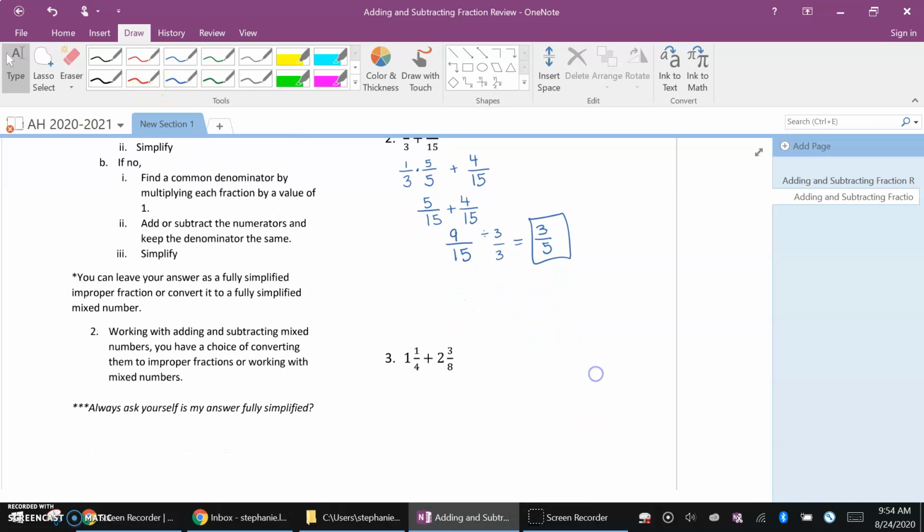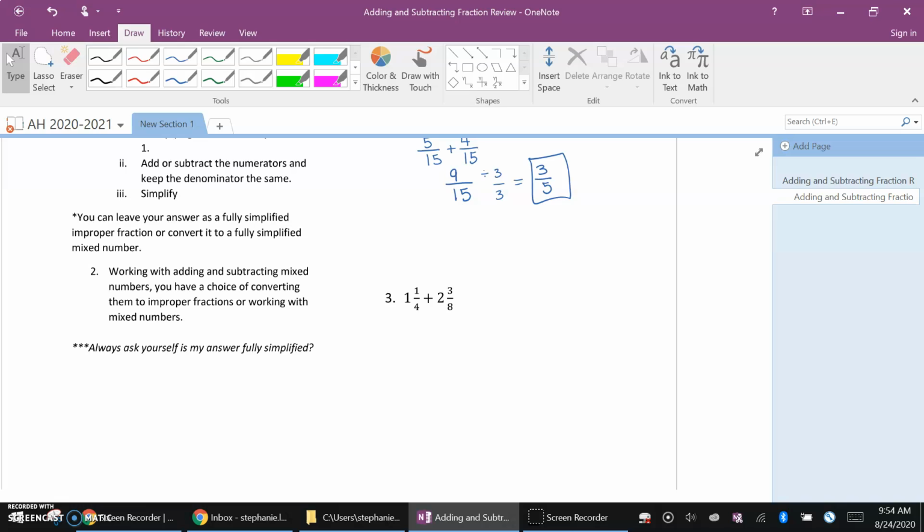Okay, so let's take a look at mixed numbers. When you're working with mixed numbers, you have choices. You can either make it into improper fractions and work it that way, or you can leave the mixed numbers and work with them the way they are. Personally, I tend to work with mixed numbers the way they are because sometimes the numbers get really, really big when you're having to convert them into improper fractions and then common denominators. But either one is completely fine.